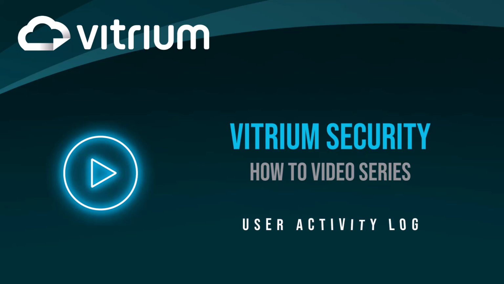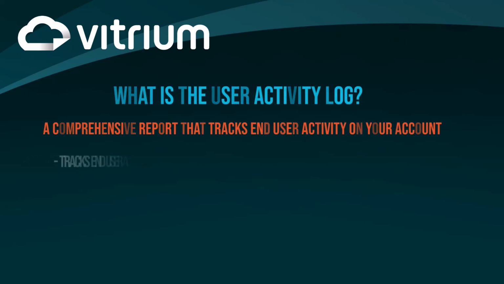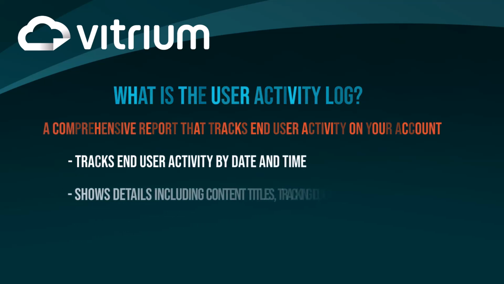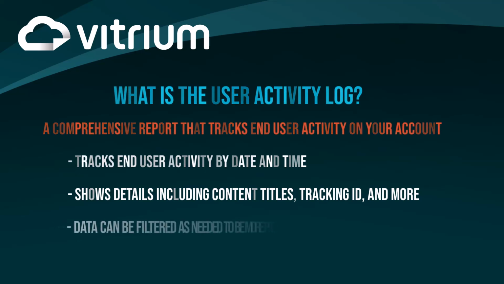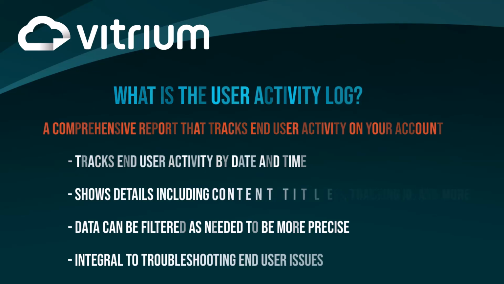In this video, we're going to be taking a look at the user activity log. What is the user activity log? It is a comprehensive report that tracks end-user activity on your account in real time. It tracks end-user activity by date and time. It shows details including content titles, tracking ID, and more. Data can be filtered as needed to be more precise, and it is an integral tool for troubleshooting end-user issues.